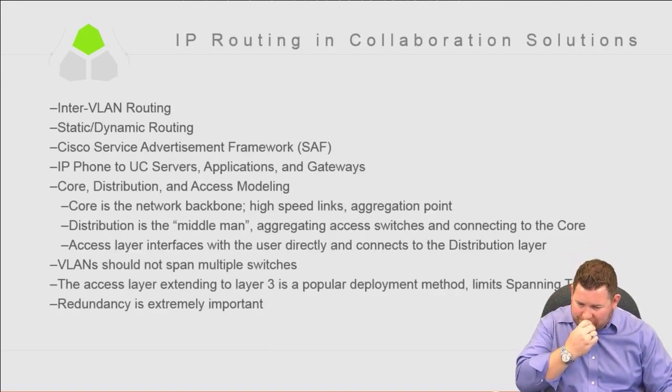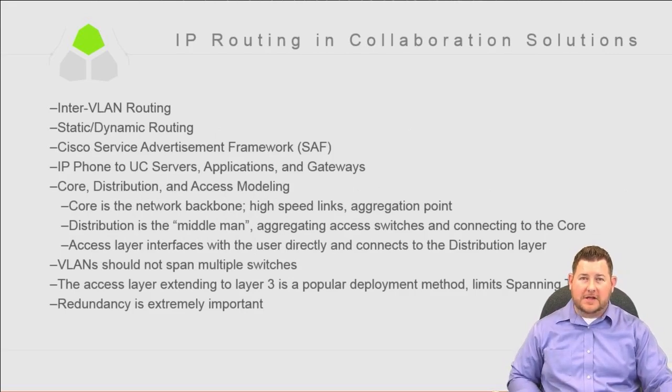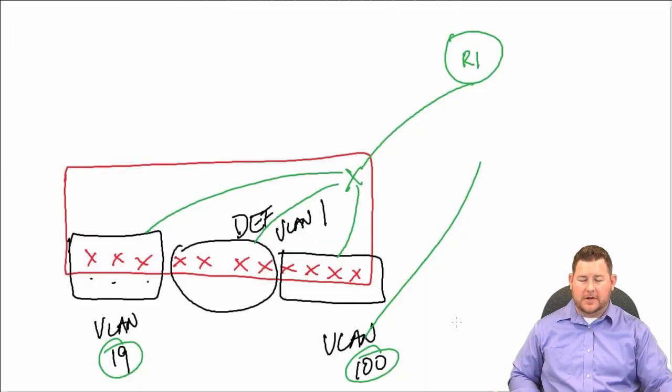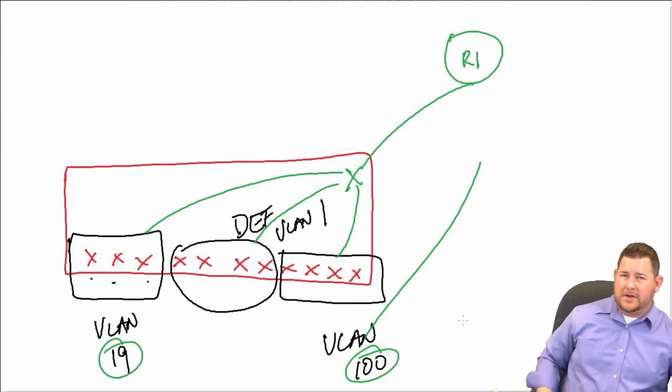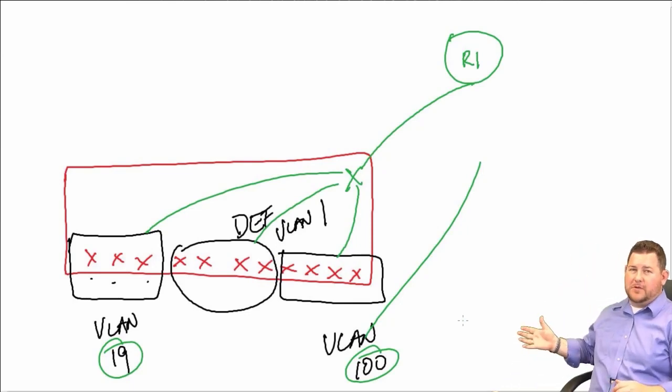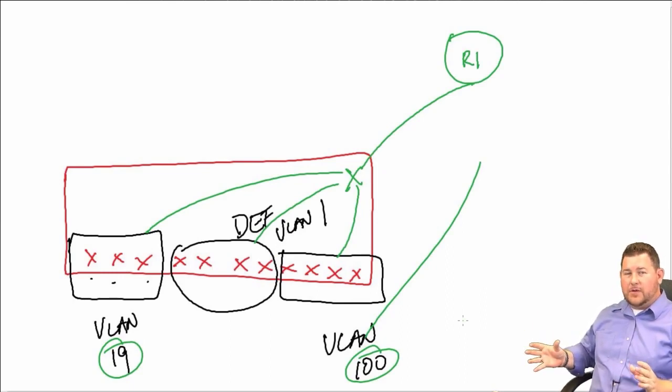All right. Now we get into the IP routing and collaboration solutions. So obviously I have a CCIE routing and switching, so this is kind of near and dear to my heart as well. The inter-VLAN routing I kind of already went through. That was in this gorgeous diagram right here. The red switch basically has all these different VLANs, and you have all the different networks in these VLANs, so three different networks that can be routed through R1.